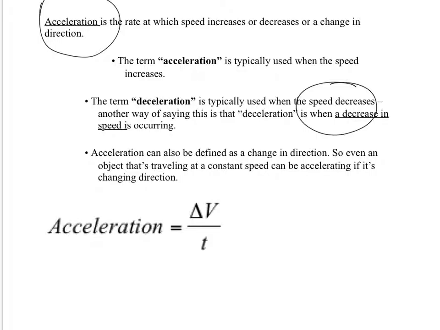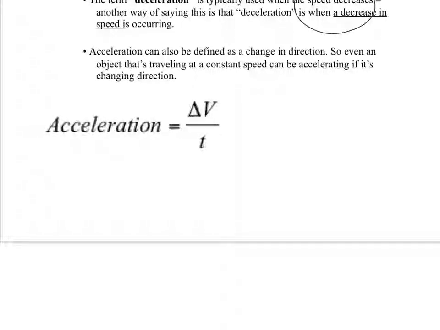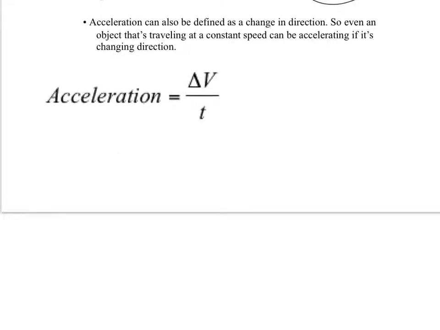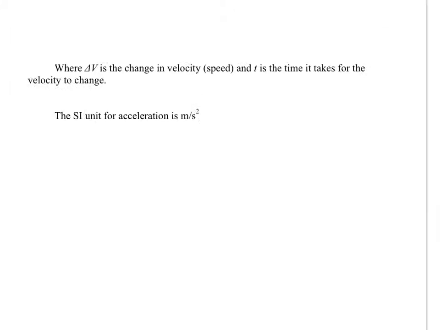Now, how do we actually calculate or measure acceleration? Acceleration is basically measured by subtracting the change in velocity or the change in speed and dividing it by the amount of time that it took for that speed to change. Basically, you take your final speed and your initial speed, find the difference, and then divide by the time it took for that speed to change.